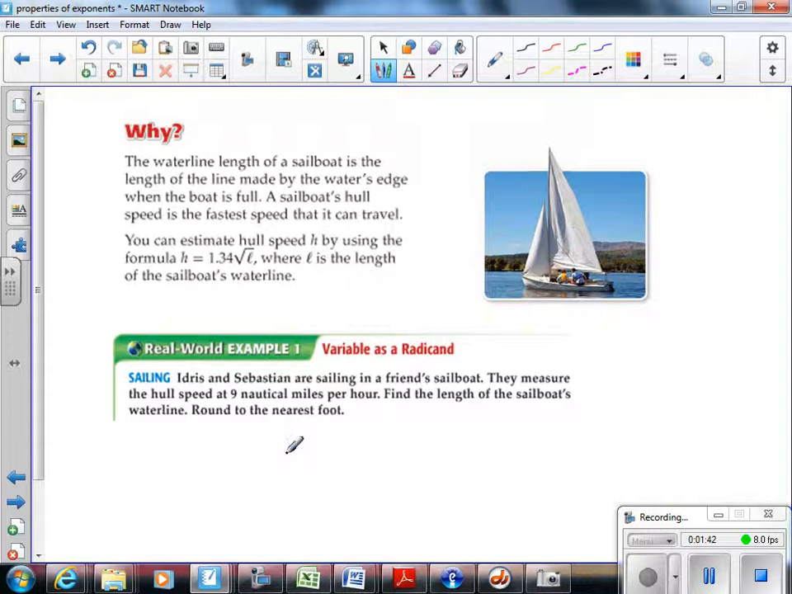So here's your problem. Idris and Sebastian are sailing in a friend's sailboat. They measure the hull speed at 9 nautical miles per hour. We're to find the length of the sailboat's water line and round to the nearest foot. Okay, so we have our formula, H equals 1.34 times the square root of L. What does 9 nautical miles per hour represent? That represents H. So we have 9 equals 1.34 times the square root of L.